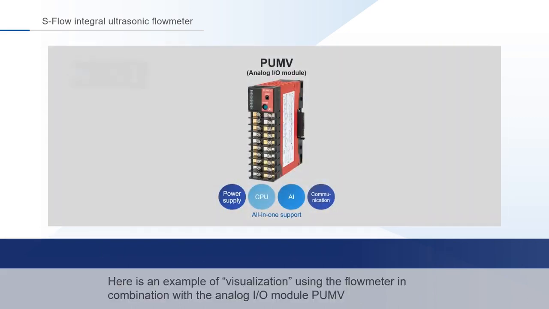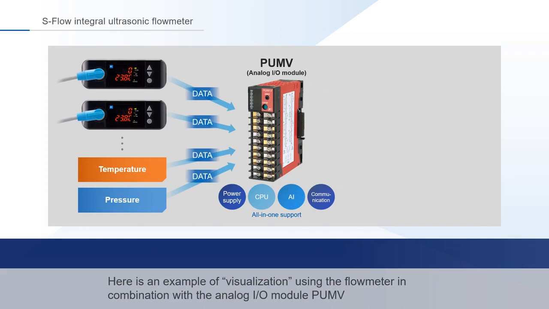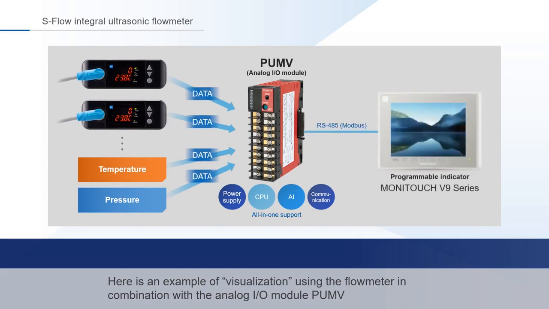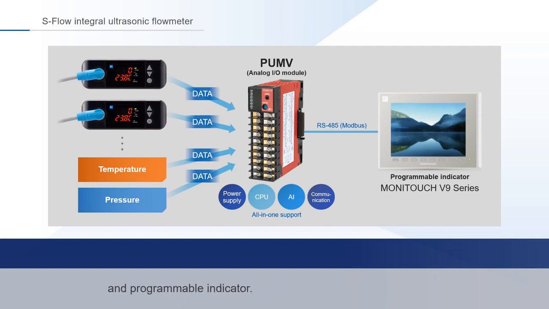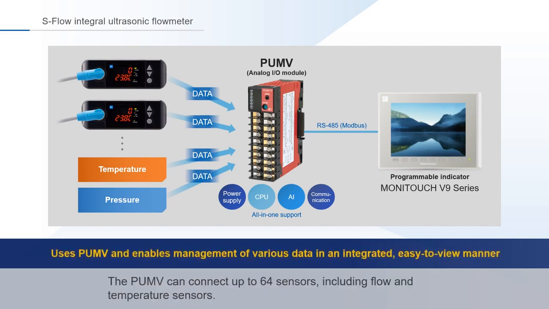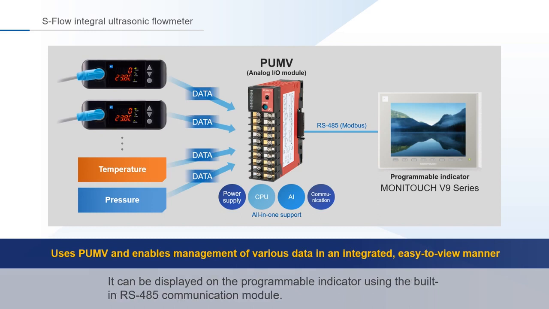Here is an example of visualization using the flow meter in combination with the analog I/O module PUMV and programmable indicator. The PUMV can connect up to 64 sensors, including flow and temperature sensors. It can be displayed on the programmable indicator using the built-in RS-485 communication module. It enables various data to be easily managed at once without installing a PLC.